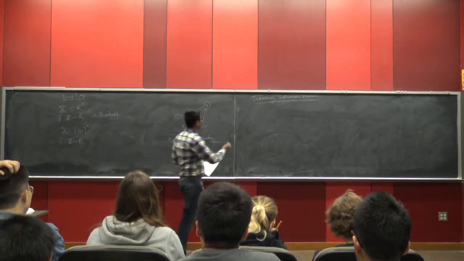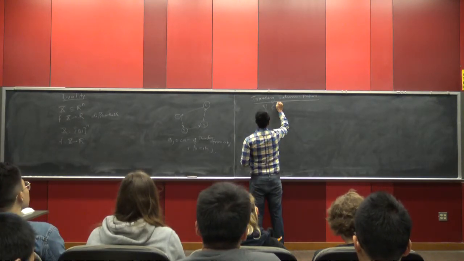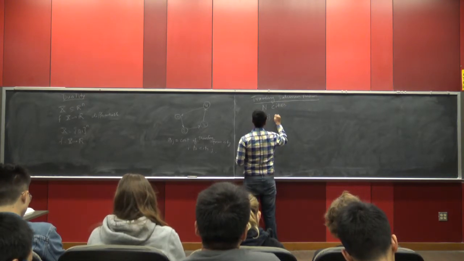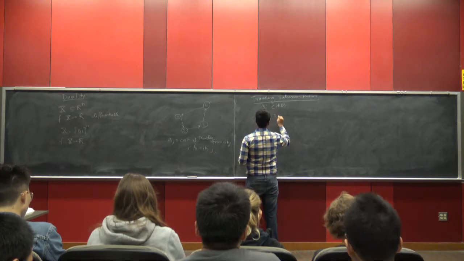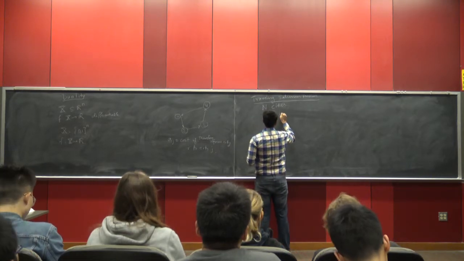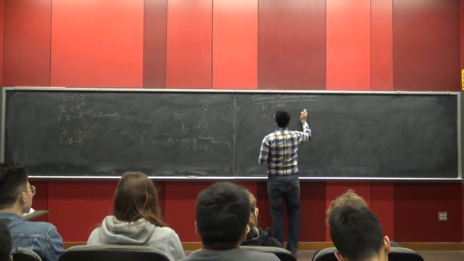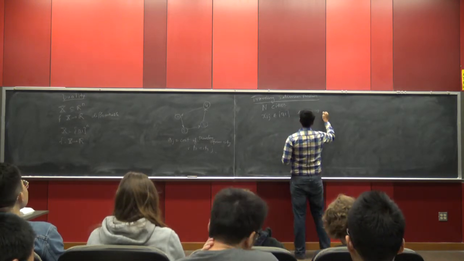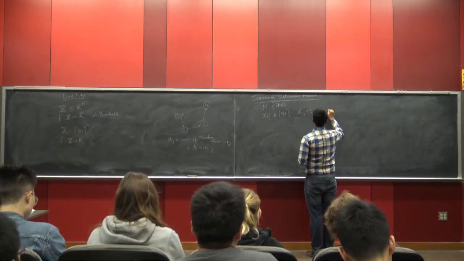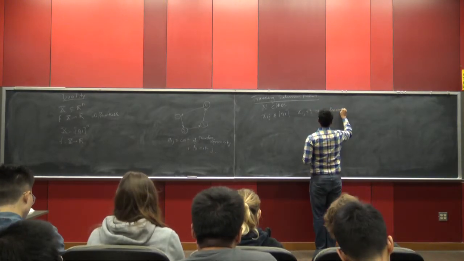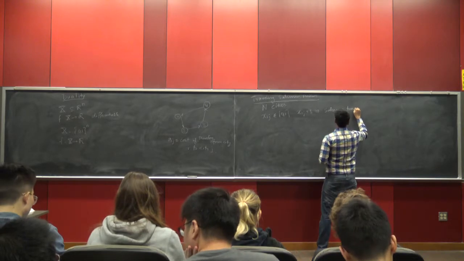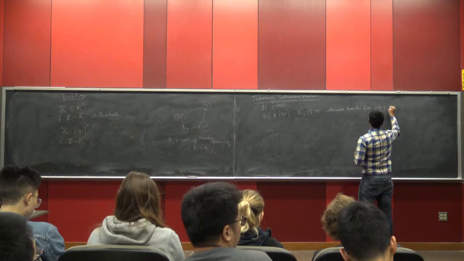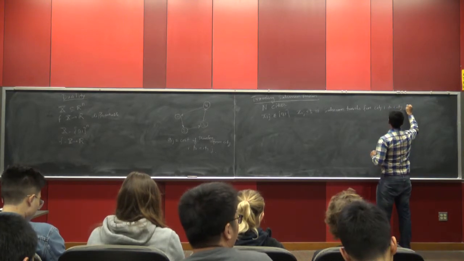So let's say I have n cities, and let's say xij is a variable. It's in 0, 1, and xij equals 1 implies the salesman travels from city I to city J.